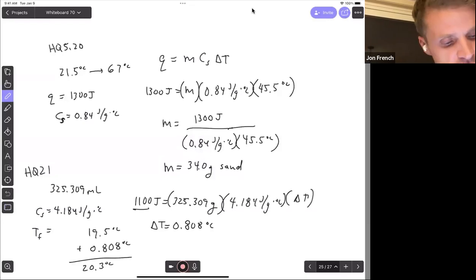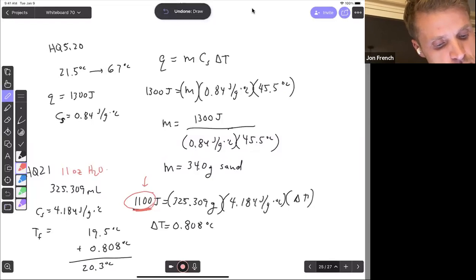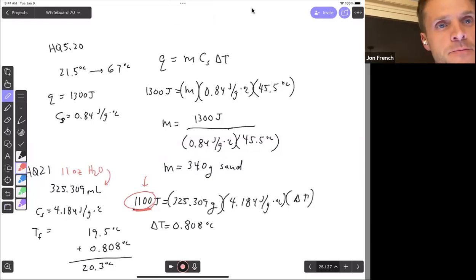This number, the 1100 joules, right? This is a variable. It's going to be different for everyone, right? So yours might be 1189. I just had 1100, right? So the steps would still be the same, even though your initial energy might be a little bit different. I had 11 ounces of water, which I just converted to milliliters. So yeah, it just depends on your question, right? Those numbers might be variables.